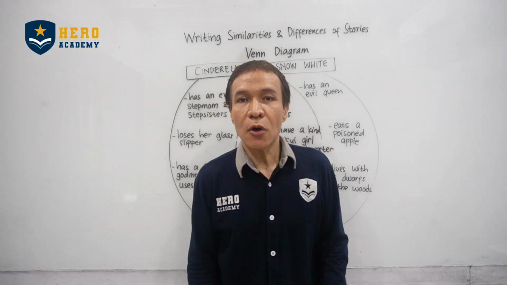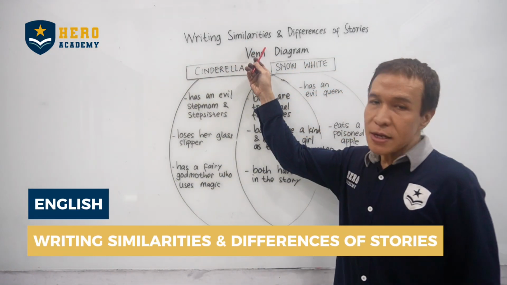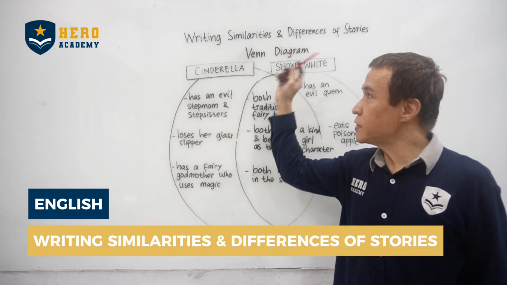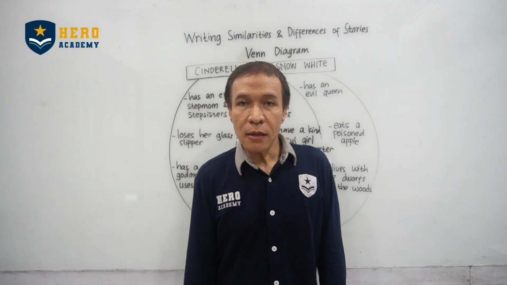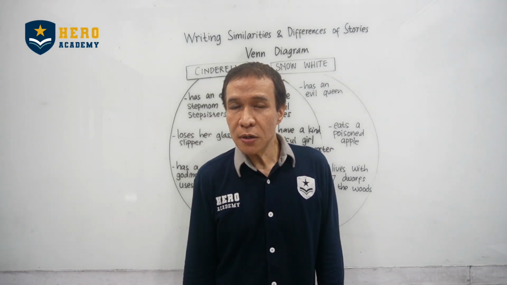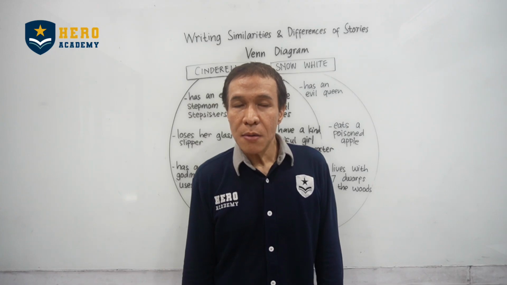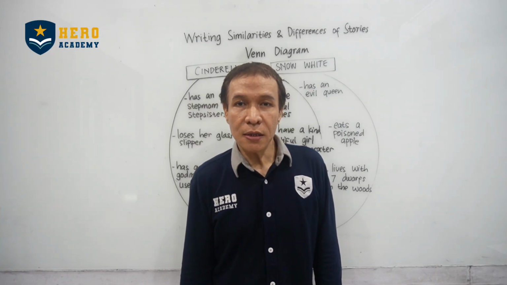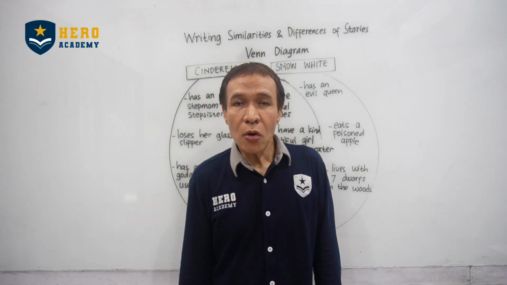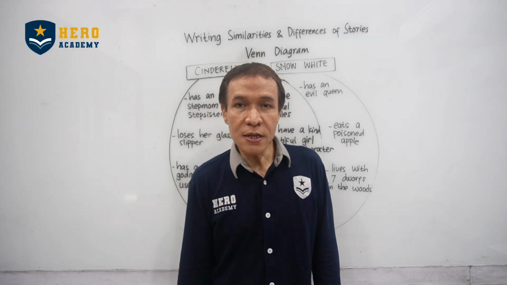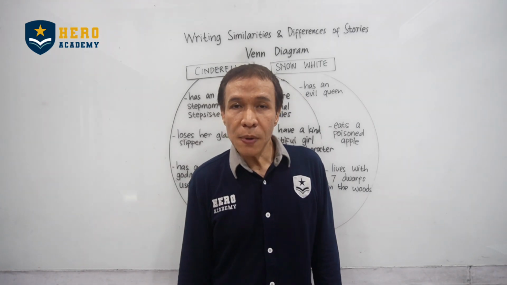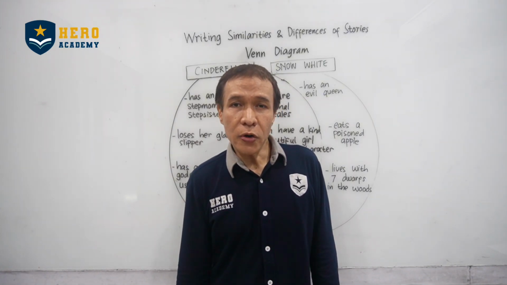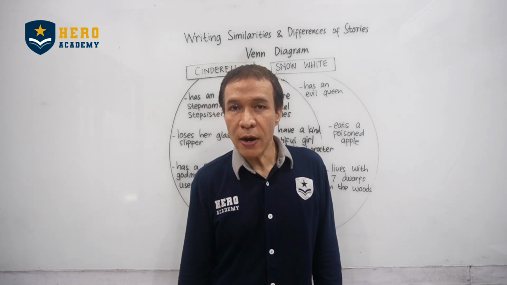In this lesson, we're going to learn about writing similarities and differences of stories using a Venn diagram. Now, do you think that two stories can be similar? Can they be different? Maybe they have differences in characters, plots, or settings. Or maybe they can also have similarities in, what do you think? Maybe in plots, themes, or the problems that they have in a story, right?